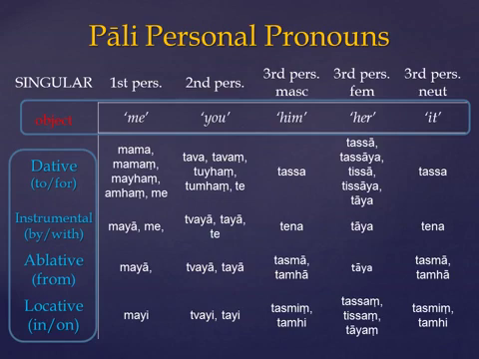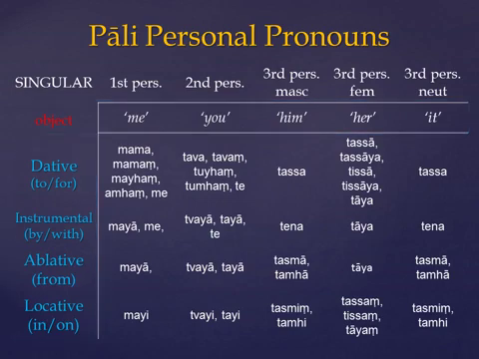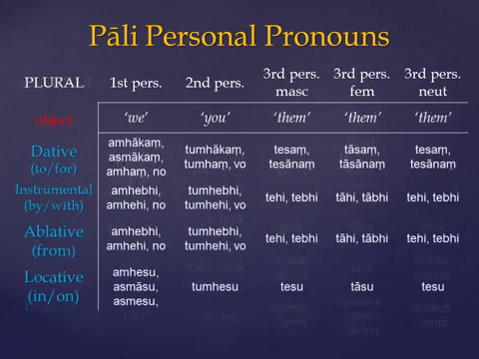Now we can see that pronouns in Pali have many forms and they're quite irregular. This is true of the plural too. But we needn't worry too much about these, as we can always look them up. What's important is knowing how to use them. So let's take another example.